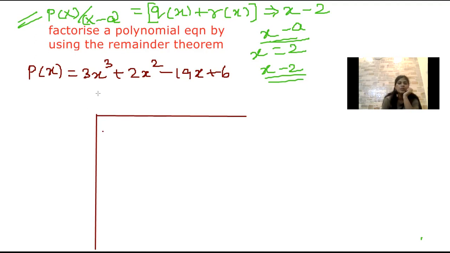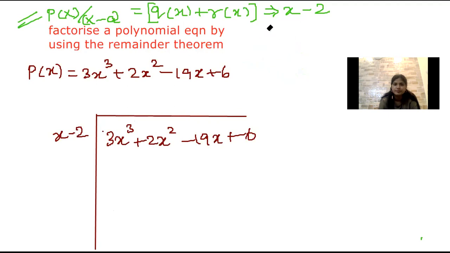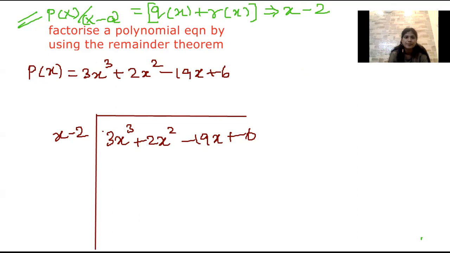Okay. So you have to write the polynomial equation inside the box. If I do that, it will be like 3x cube plus 2x square minus 19x plus 6. And I'll write the factor over here, which is a divisor, that is x minus 2. Yeah. So I'll perform the rough steps over here. I'll erase this as well, just to do the rough works.